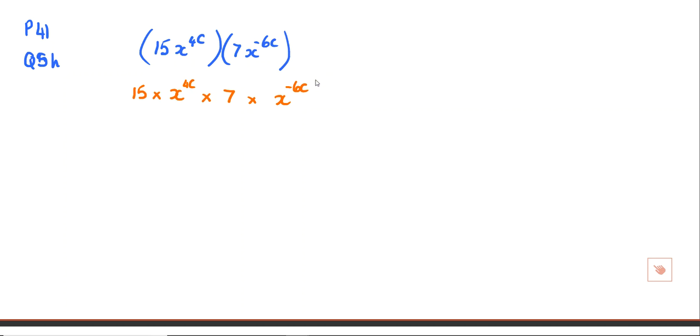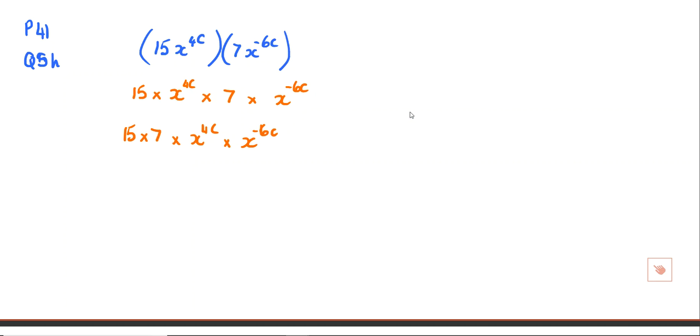Okay, so it's all multiplication. I can only do that because there's no addition or subtraction. So then I'm going to put things together. I'm going to put the 15 multiplied by the 7, and then I've got the x to the power of 4c multiplied by x to the power of negative 6c. You don't have to do this, but I'm just showing you. Does the x to the negative 6c mean division? We'll get to that point.